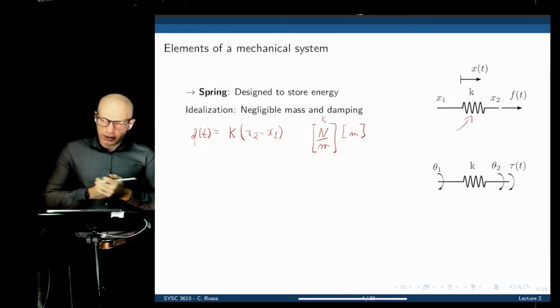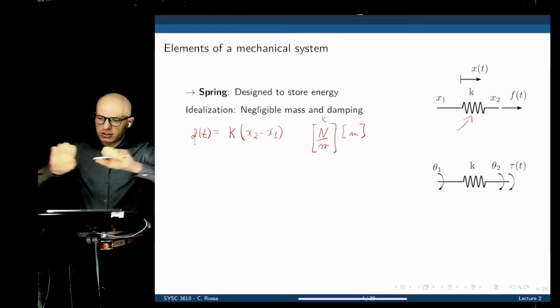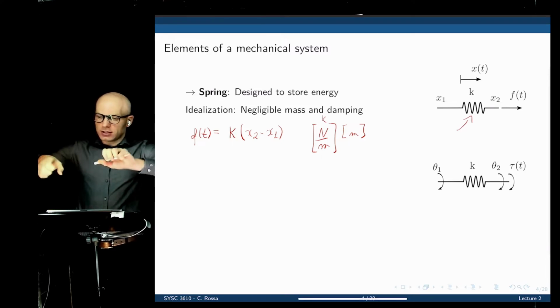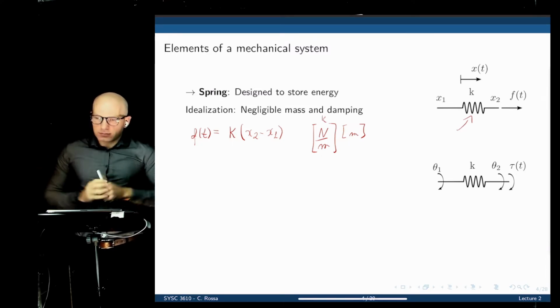Now let's take a look at a torsion spring. So for a torsion spring, instead of stretching, we're going to twist it like that. And the stiffness constant.